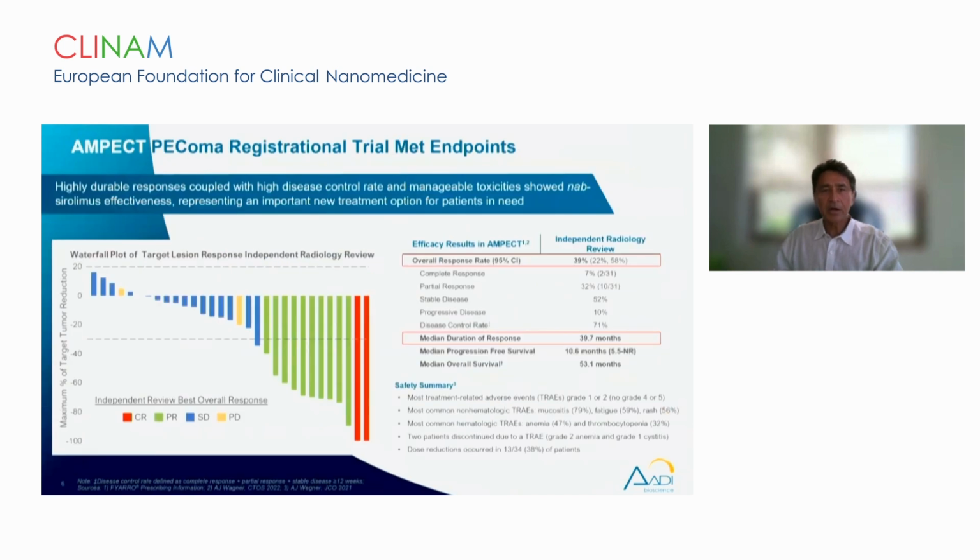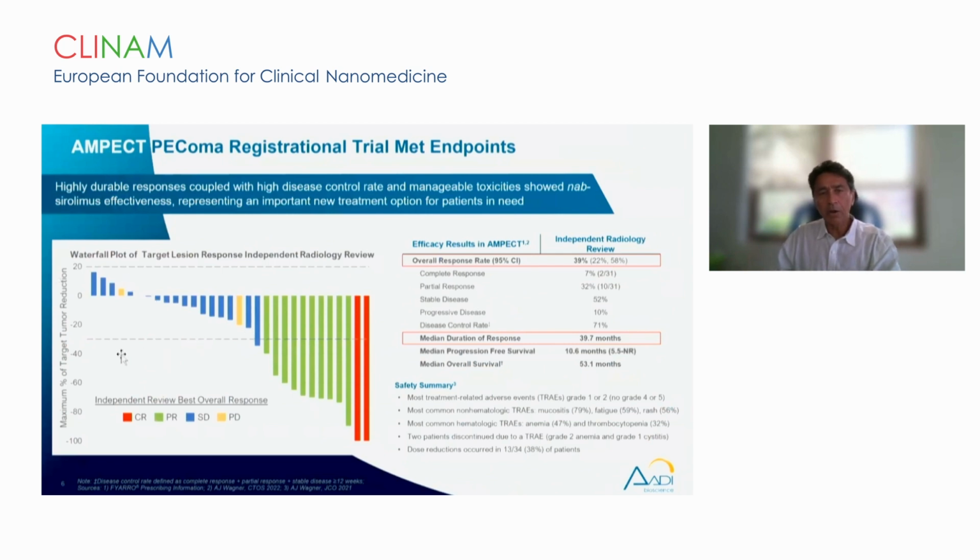And so we conducted this trial. The name of the trial is AMPECT, and this is our registration trial, which we conducted a few years ago. So the endpoint for the trial was overall response rate, for full approval. And of course, duration of response is an important factor, because you want to make sure that if you get a response, the response is not very short-lived. You need benefit to the patient, and so you should have a sufficient time of response.